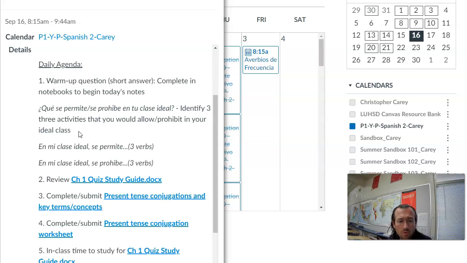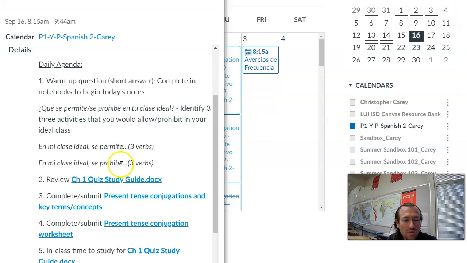So for today's warm-up, create a T-chart very similar to that of what you did in your notes last class, and identify 3 activities that you would allow and 3 activities that you would not allow in your ideal class. So, en mi clase ideal se permite jugar videojuegos, hablar con amigos, comer, beber, escuchar música, tocar música, anything you want. It's your ideal class, right?